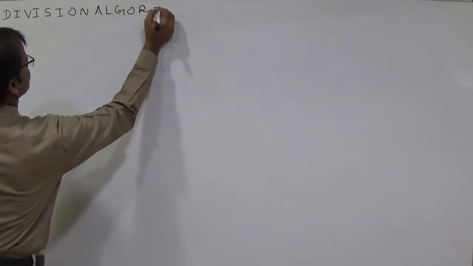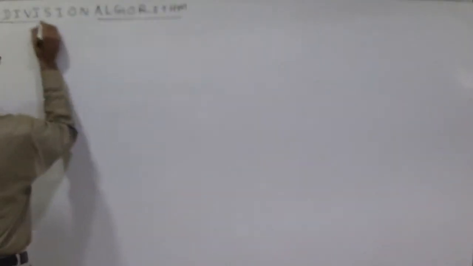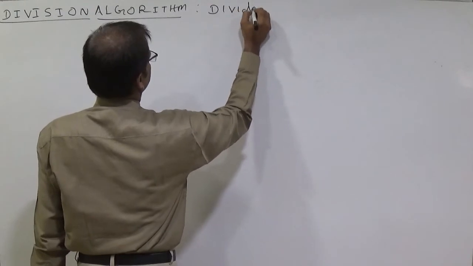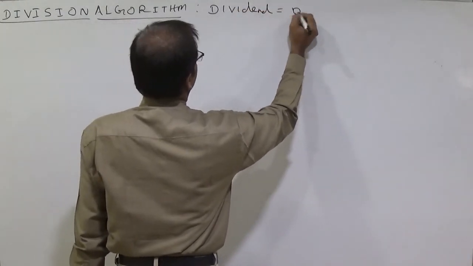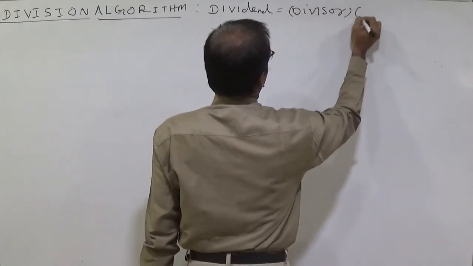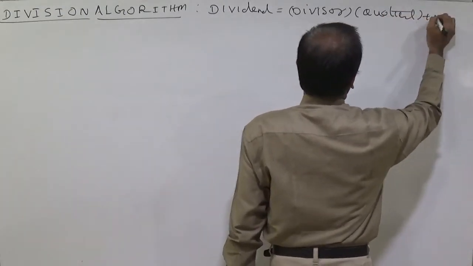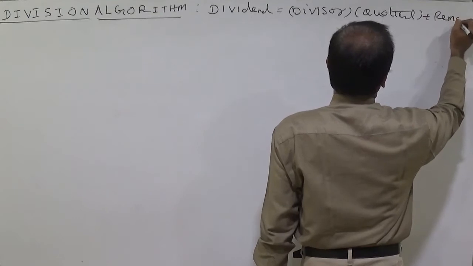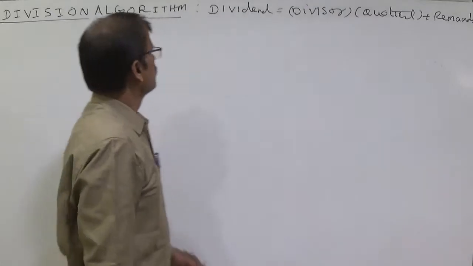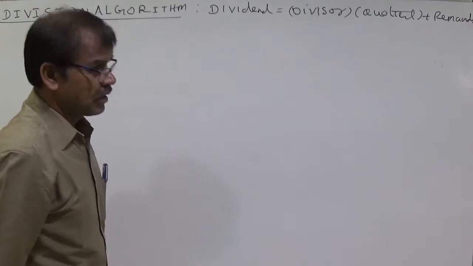Division algorithm. The formula is: dividend is equal to divisor into quotient plus remainder. Dividend equal to divisor into quotient plus remainder is the division algorithm.